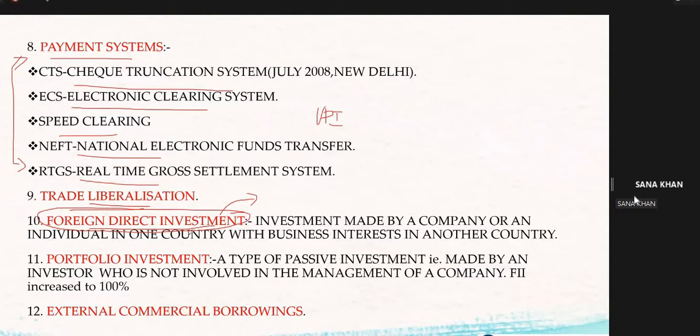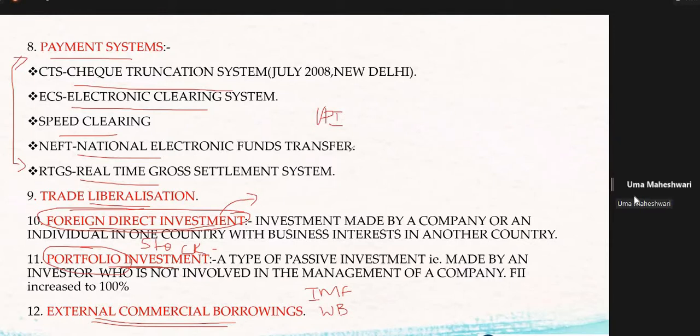Then portfolio investment. People used to be ready to keep their money only in the banks and all. But now what is portfolio investment? Investing in the stock. So this is also one of the reforms in the Indian economy. And external commercial borrowings are also there. We have help from the IMF. We can have help from the World Bank. So that is also economic reforms. All these are the economic reforms that took place.